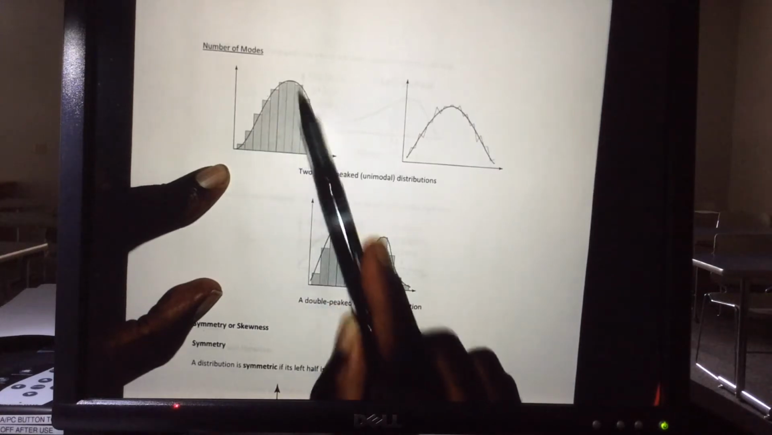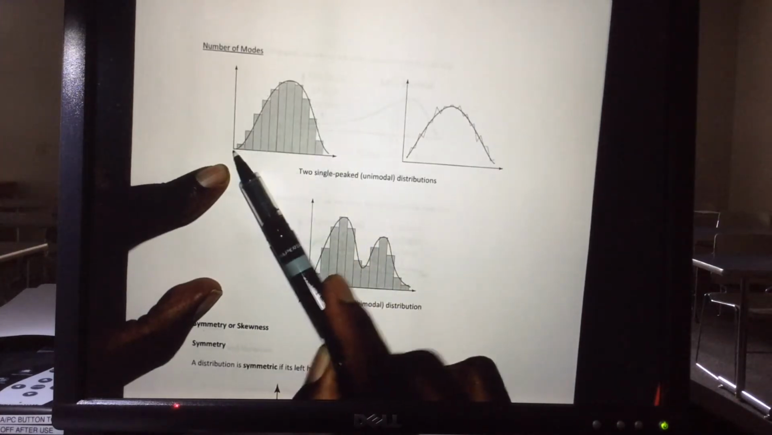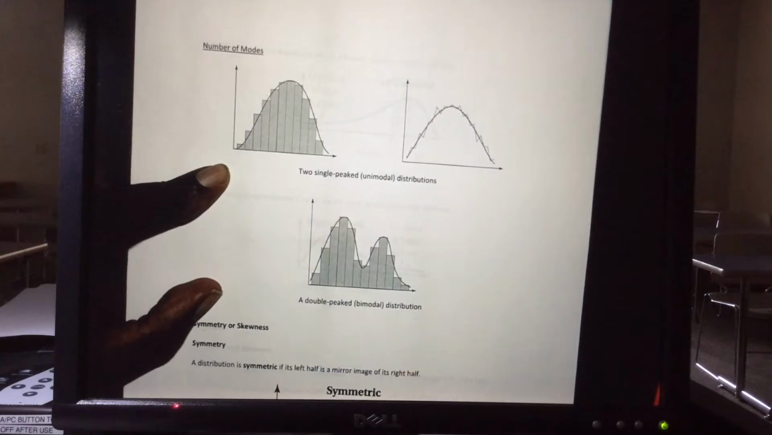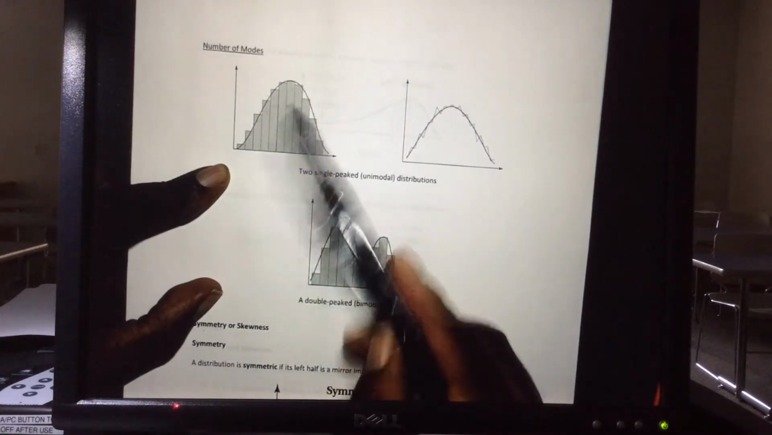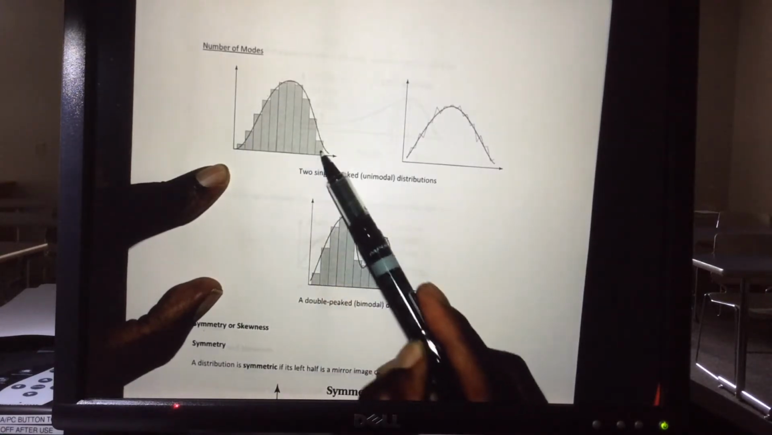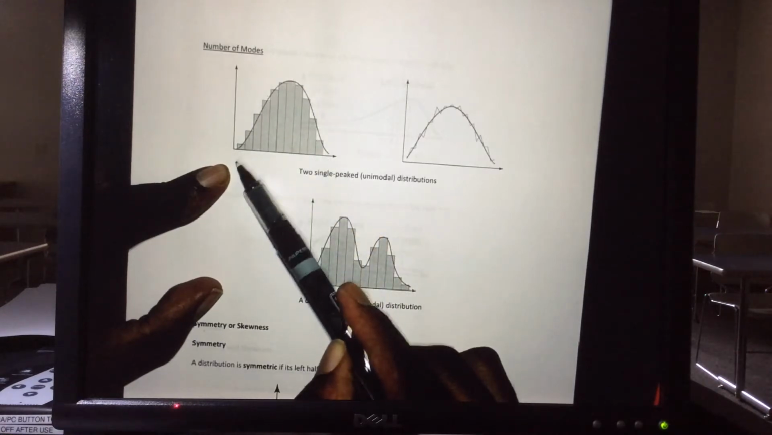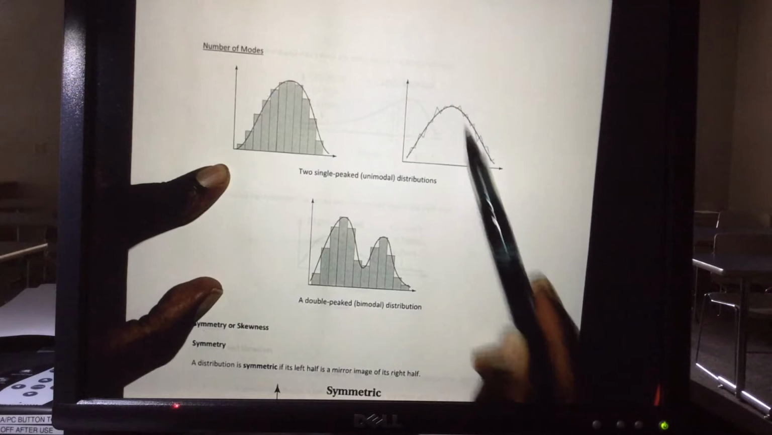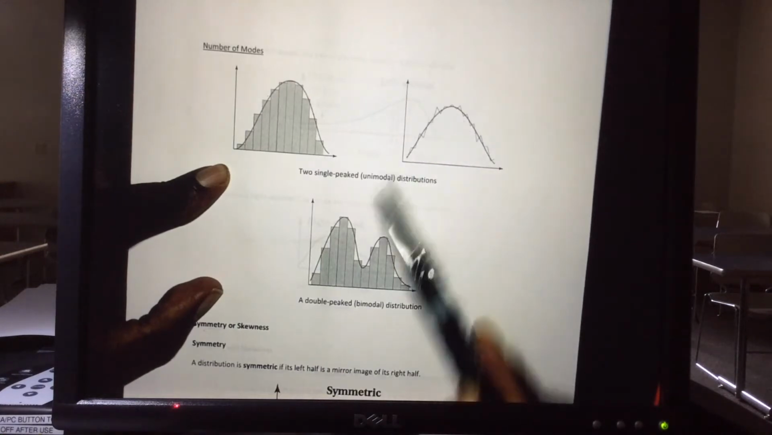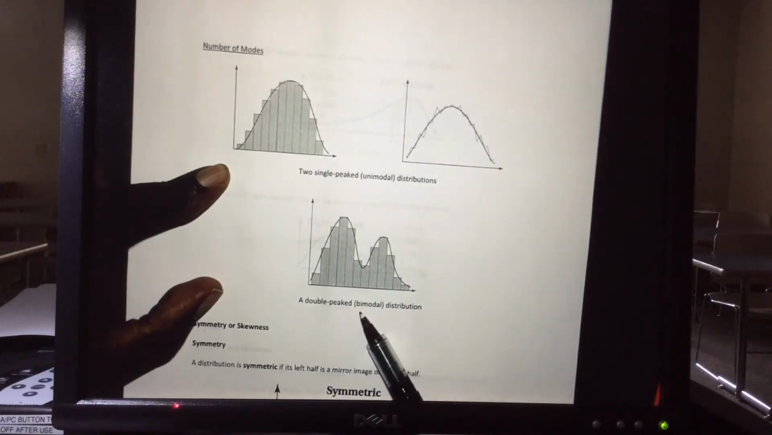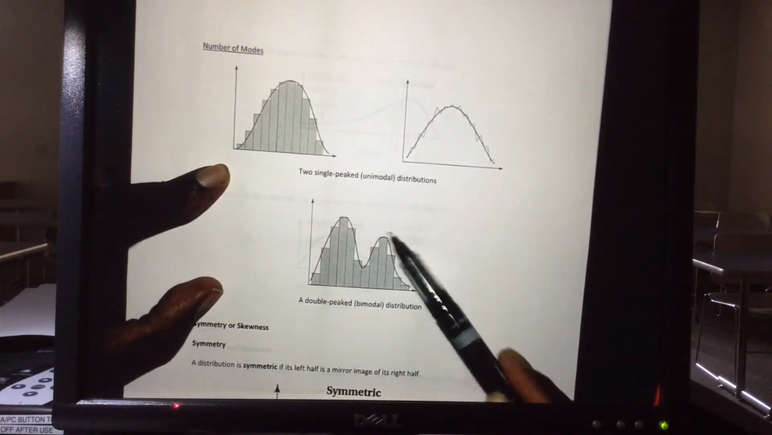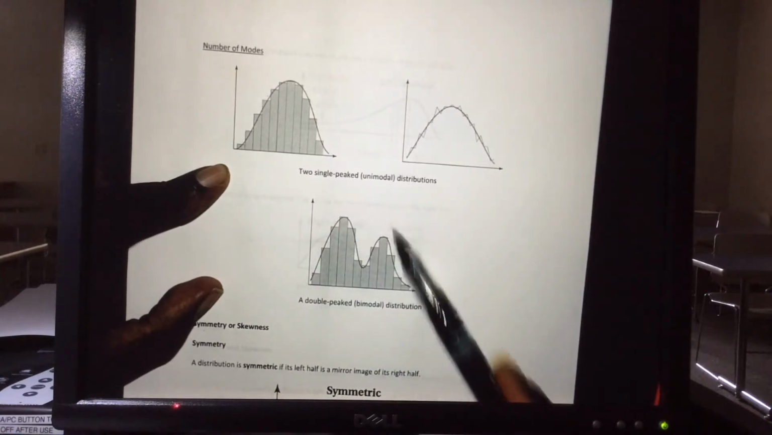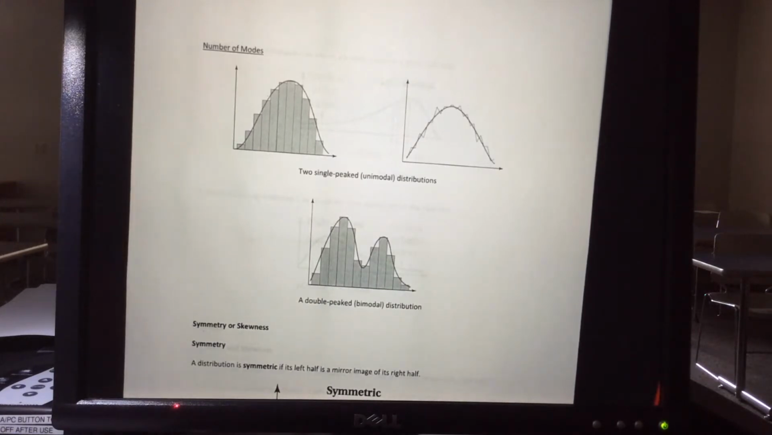So here, for the number of modes, we got two single peak distributions. Here we only got probably unimodal, only one mode, as you can see in this case here. But like a double peak distribution or a bimodal distribution, here we see two peaks, or two humps, in that particular situation.